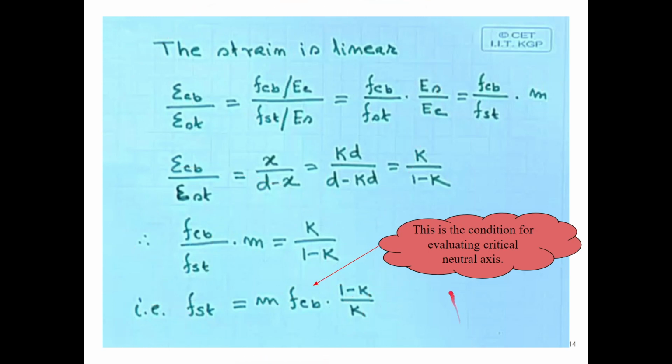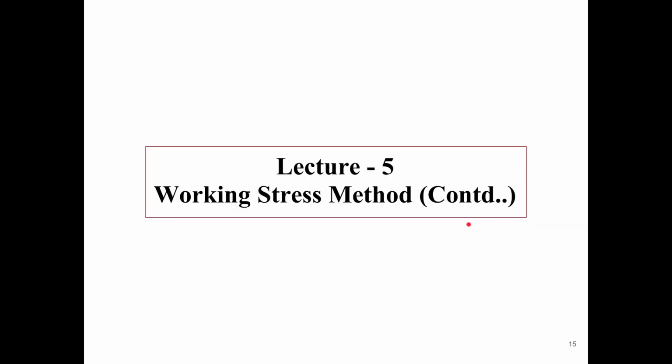So this is a very important equation basically. This is the condition for evaluating the critical neutral axis. So if the neutral axis, the value of x, is less than the critical neutral axis, it will be an under reinforced section, as we will find while we solve the problems. If the neutral axis is more than the critical neutral axis, it will be over reinforced. So we will solve problems and find that out.